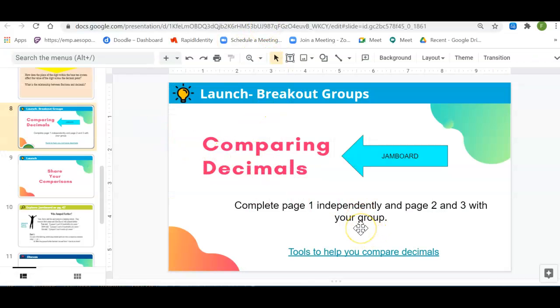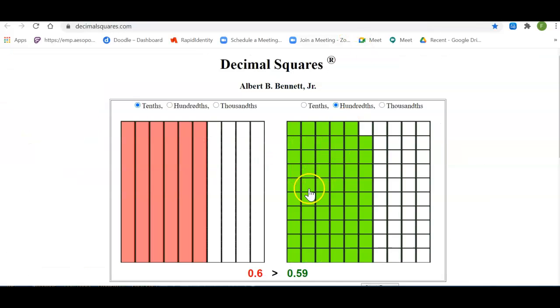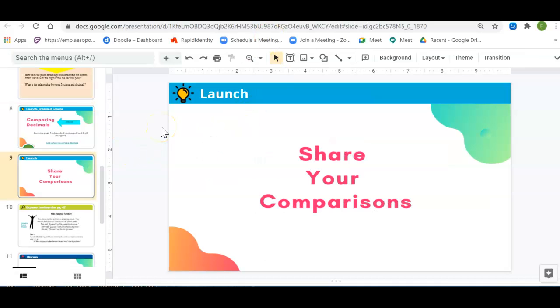There's also a tool you're going to be able to use to help you compare decimals, and that is the same decimal squares that we used yesterday. Remember, you can build yours as much as you want. You can build them, and you can compare them that way. All right, let's go back here to our slides.